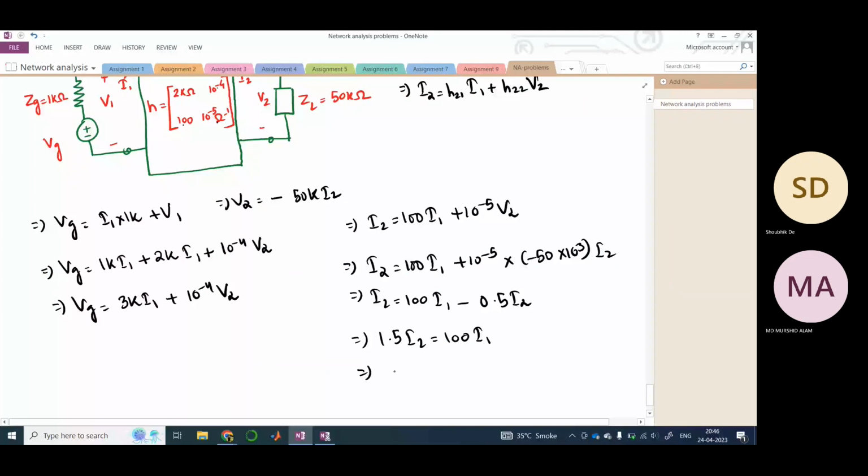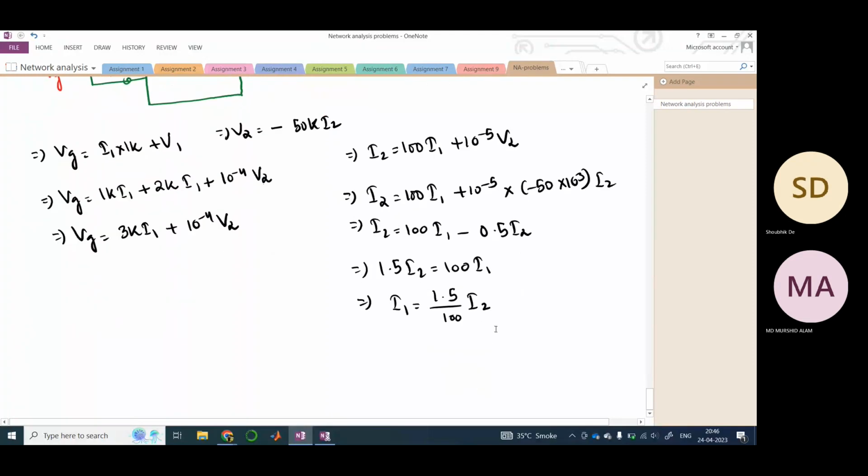No, we won't substitute I2 equals to something. We'll write in terms of I1. See, this is the catch. So I1 is this thing, right? So now we will substitute I1 here. So Vg is 3 into 10 to the power 3 into 1.5 I2 plus 10 to the power 4 V2. I hope you understood what would be my next step.